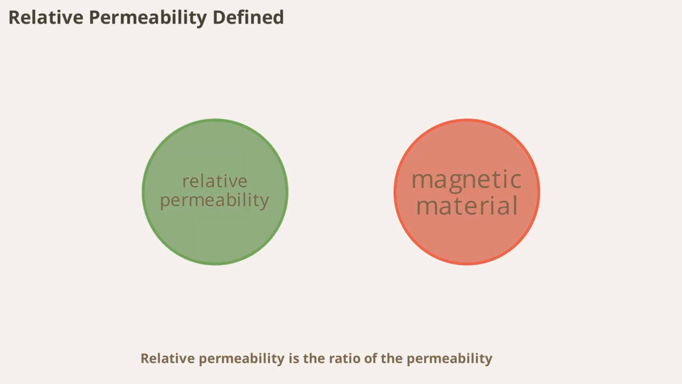Relative permeability is the ratio of the permeability of a material to the permeability of free space. It indicates how easily a material can support the formation of a magnetic field within itself.